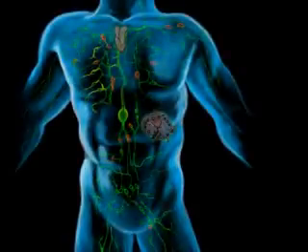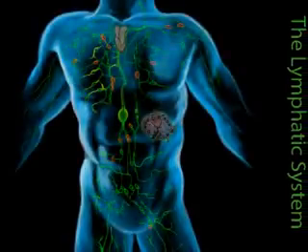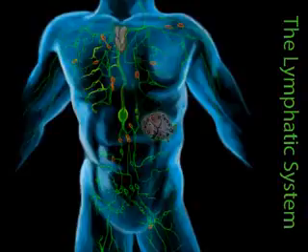The lymphatic system. Lymph vessels are found in all tissues except the central nervous system, the bone marrow, and tissues without blood vessels such as cartilage. The lymph system vessels are as extensive as the vessels of the circulatory system.